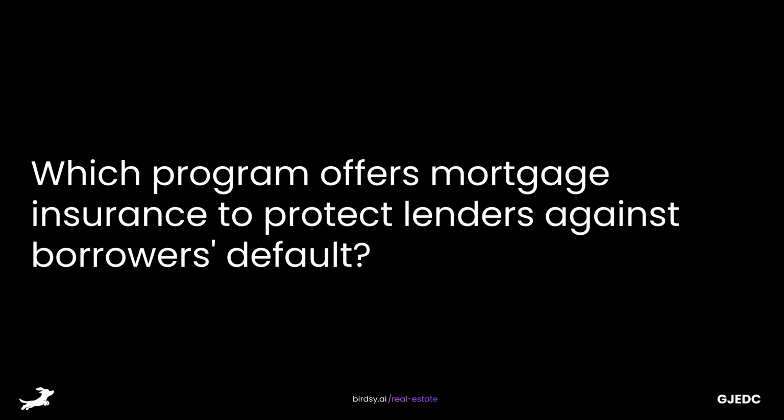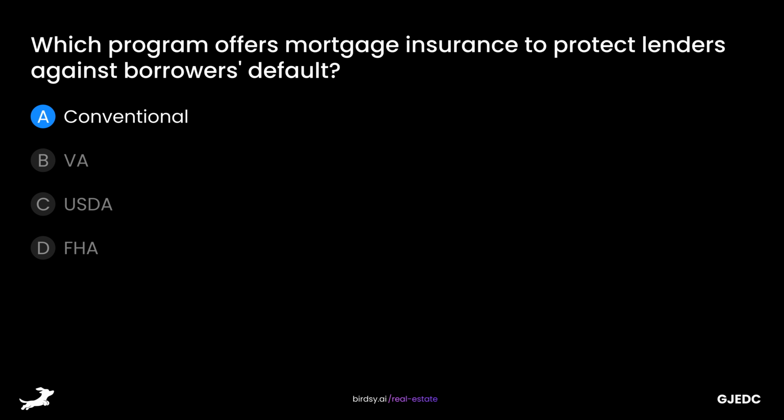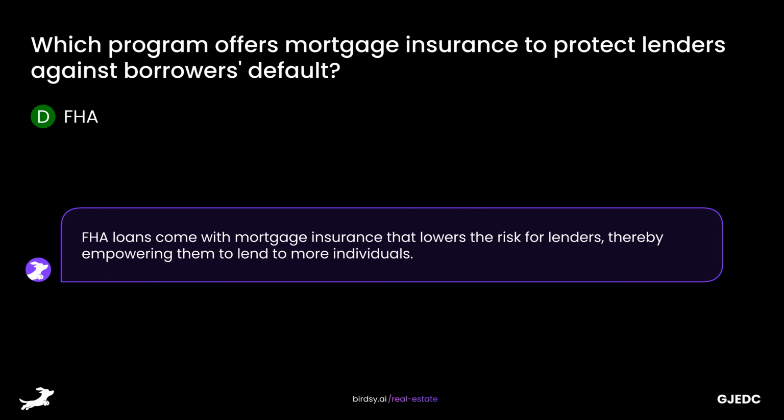Which program offers mortgage insurance to protect lenders against borrowers' default? Is it A, conventional, B, U.S. Department of Veterans Affairs, C, U.S. Department of Agriculture, USDA, or D, Federal Housing Administration, FHA? The answer is D, Federal Housing Administration, FHA. FHA loans come with mortgage insurance that lowers the risk for lenders, thereby empowering them to lend to more individuals.